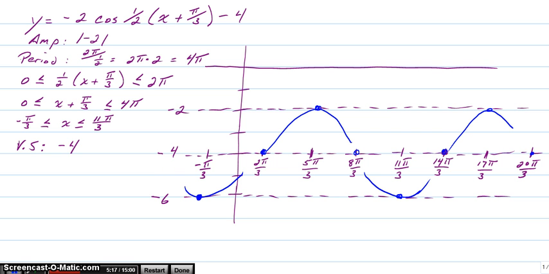I'm not going to be able to fit the whole second cycle in here, but you get the idea of how that works. And so this would be the end product of your graph. That's how it works.